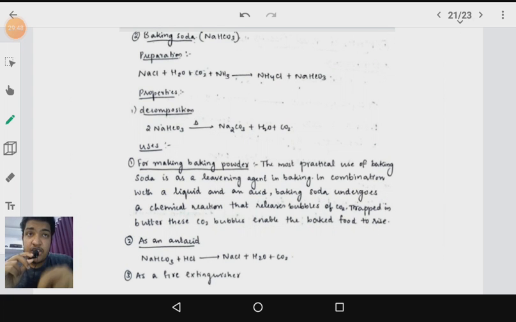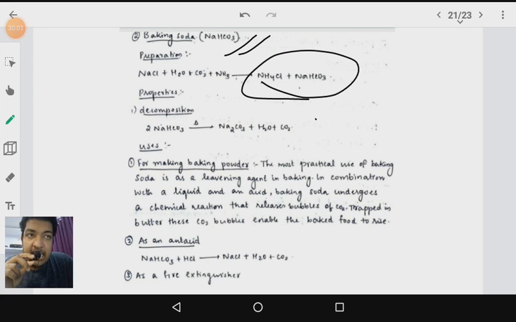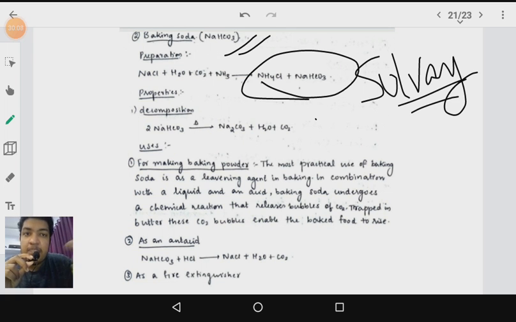Talking about the second salt, which is baking soda, the formula of baking soda is NaHCO3. Preparation, we can prepare it from NaCl by reaction with H2O, CO2 and NH3. It will give NH4Cl and NaHCO3, and the process is called as Solvay process. So details of Solvay process is a 4-step process which you will study in class 11th.